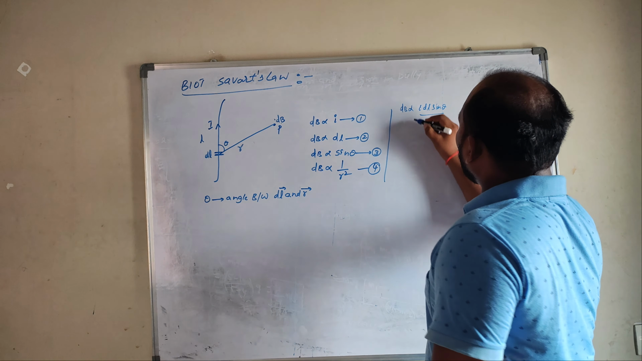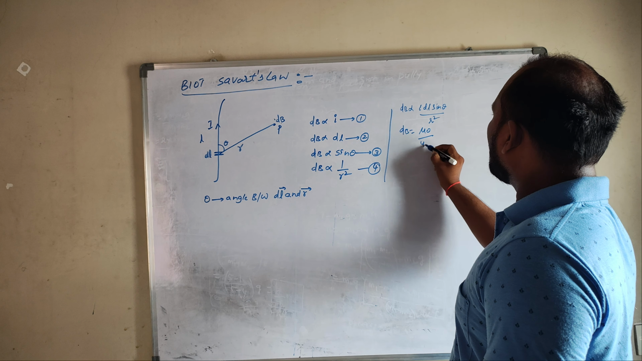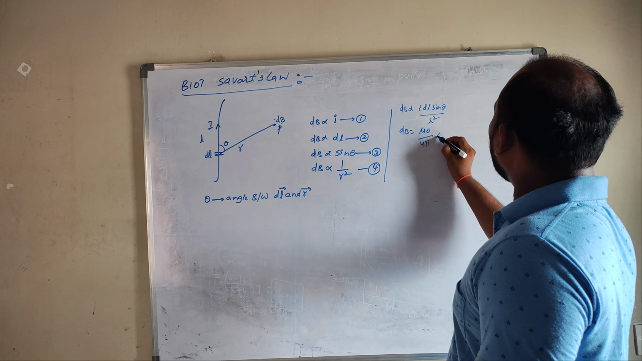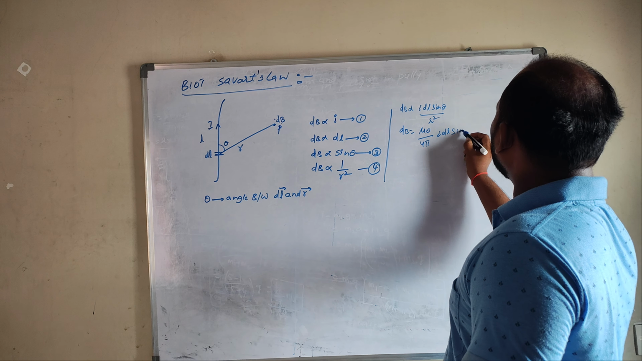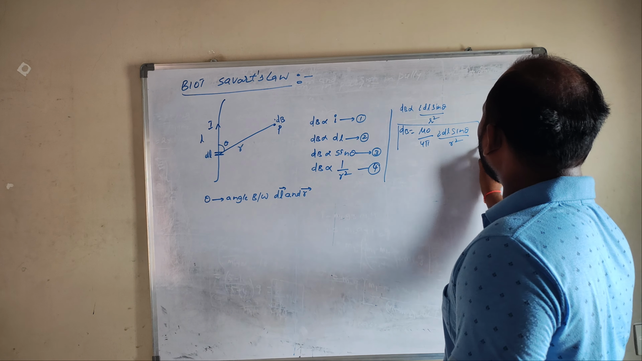Now I remove this proportionality. So dB is equal to mu naught by 4 pi times I dl sin theta by r square.